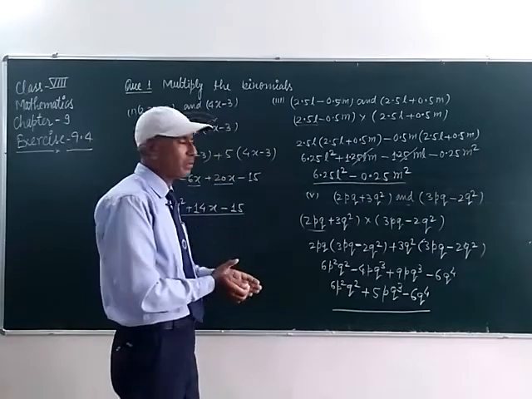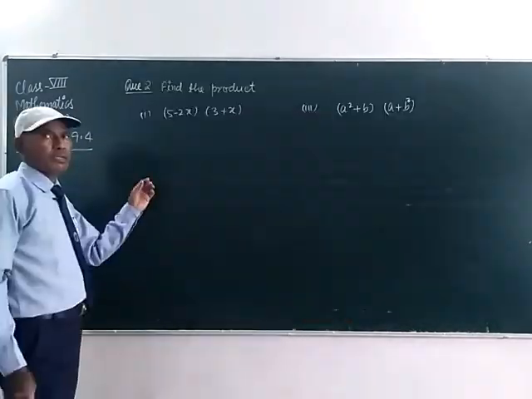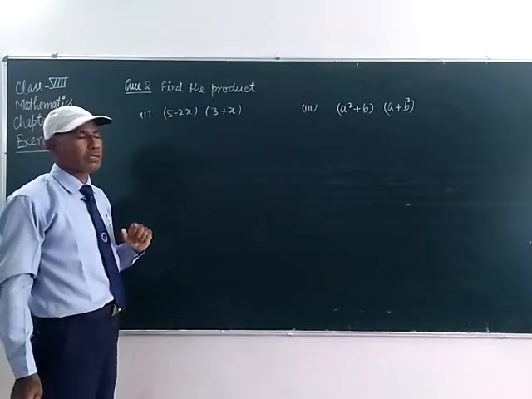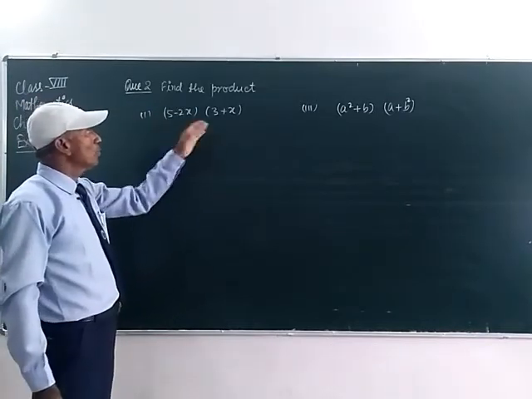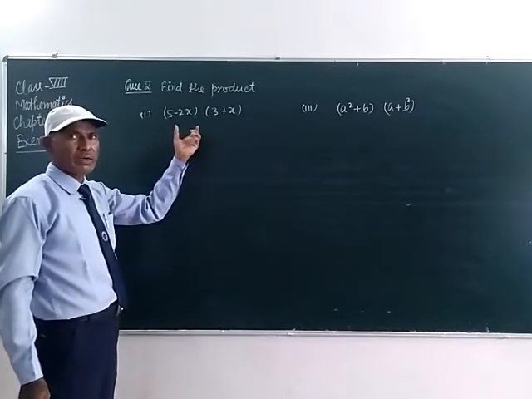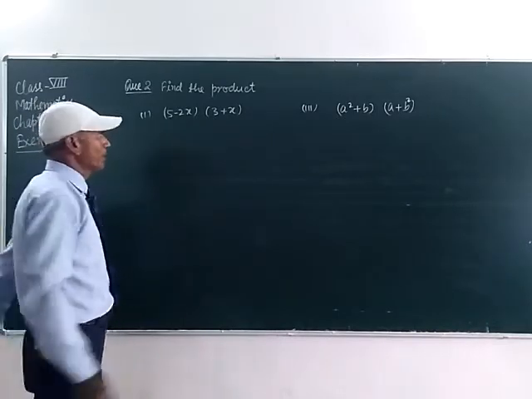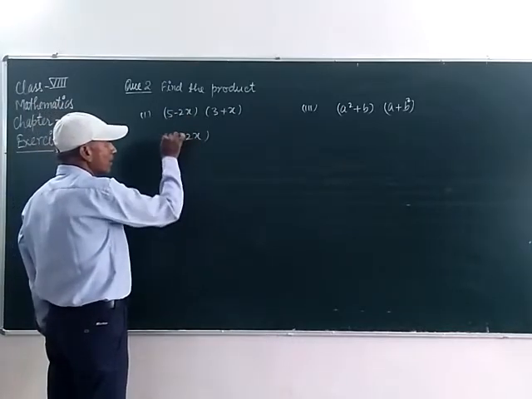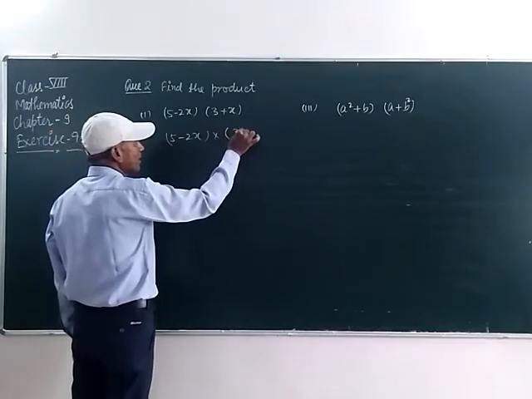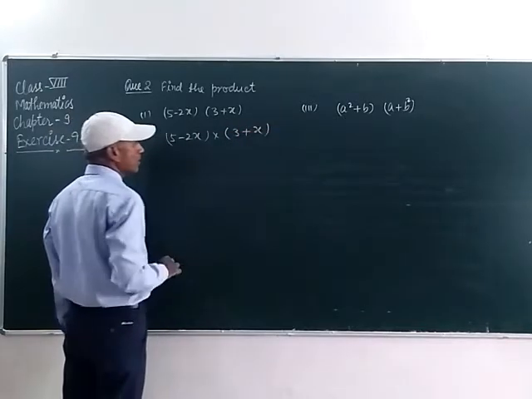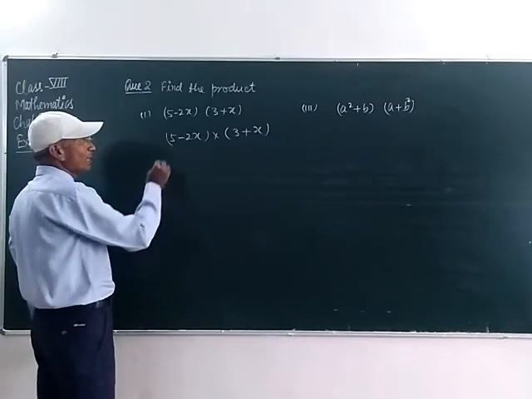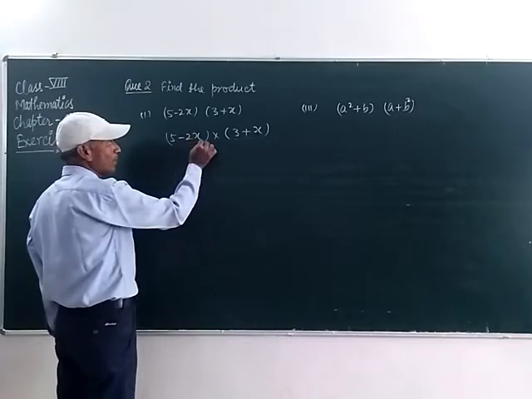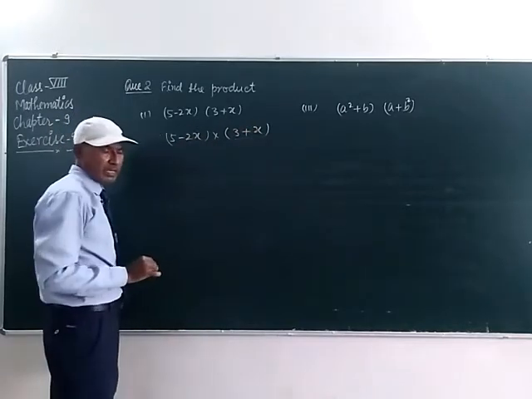Now we have to solve the question number 2, student. In this question we have to find the product, and there are two binomials and we have to find out the product of these two binomials. So, student, this one, 5 minus 2x multiplied by 3 plus x. First of all, we have to multiply this 5 with the numbers in this bracket, and after that we have to multiply this 2x with the numbers in this bracket, student.